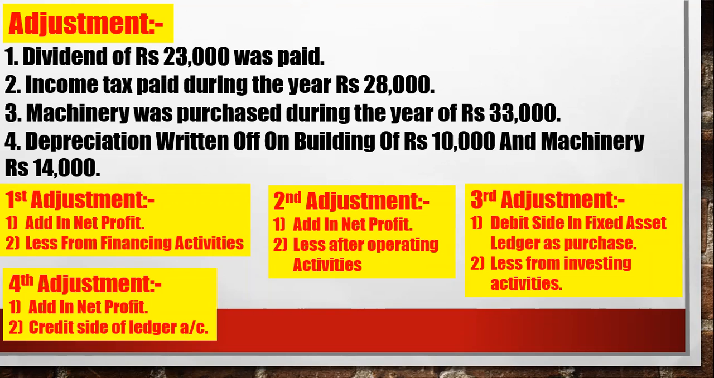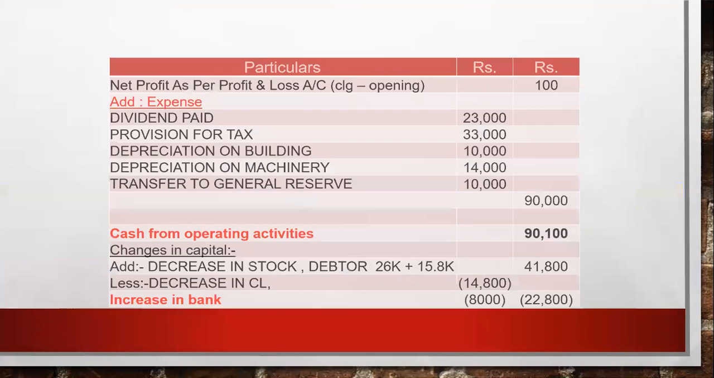So you have to write over here: add in net profit as expenses, depreciation, and credit side of the ledger account. We were not making a ledger of building, but we are making a ledger of machinery. So plant and machinery. Okay, this is the solution.